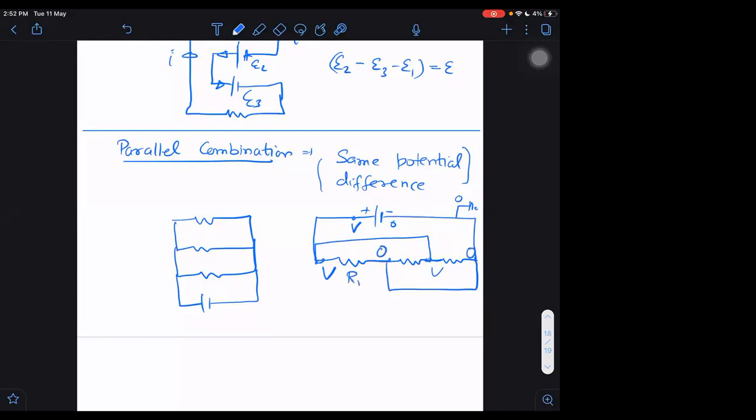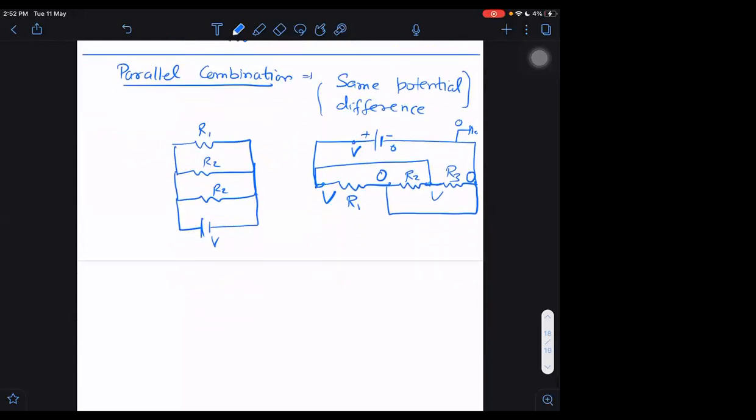Now what is the potential difference across R1? V minus 0. What is the potential difference across R2? V minus 0. Across R3? V minus 0. So these are equivalent to the same diagram on the left side. These are both equivalent only.